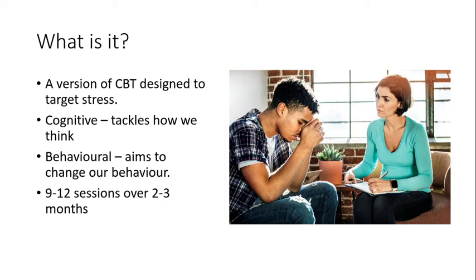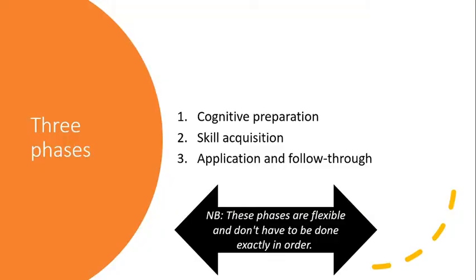So let's talk about what's involved. There's 3 phases to stress inoculation training. Firstly, cognitive preparation, secondly, skill acquisition, and thirdly, application and follow through. And you'll see as we go through this that this has got some, or in fact quite a lot of similarity to when we talked about cognitive behavioural therapy and the sorts of things that are involved in that. So it is cognitive behavioural therapy, it's just a very specific version of it.